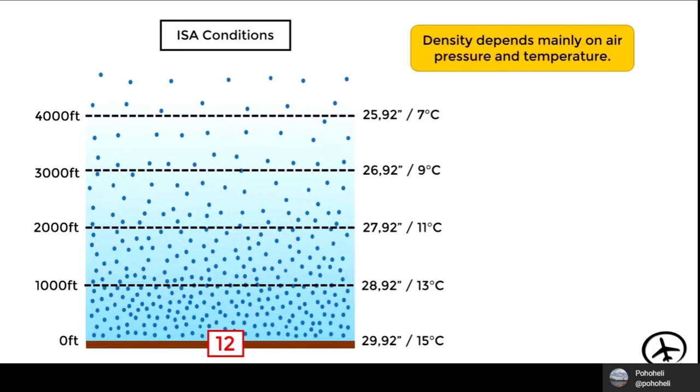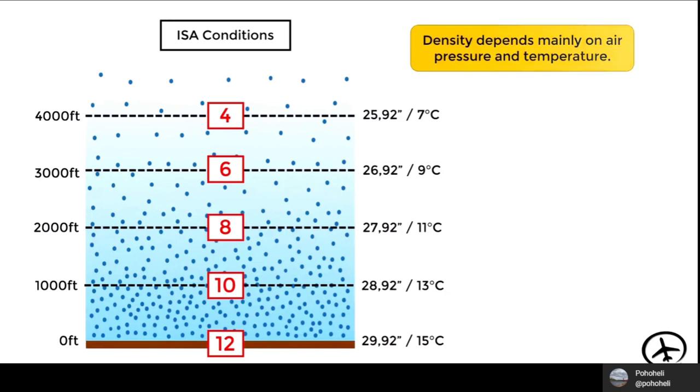Then, let's say that at 1,000 feet, the combination of 28.92 and 13 degrees results in a density of 10. Then at 2,000 feet, a density of 8. At 3,000 a density of 6. And at 4,000 a density of 4.